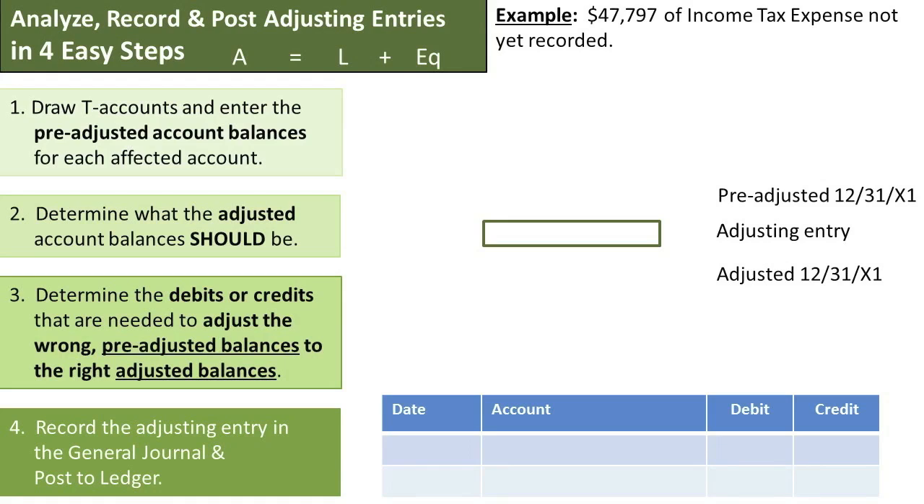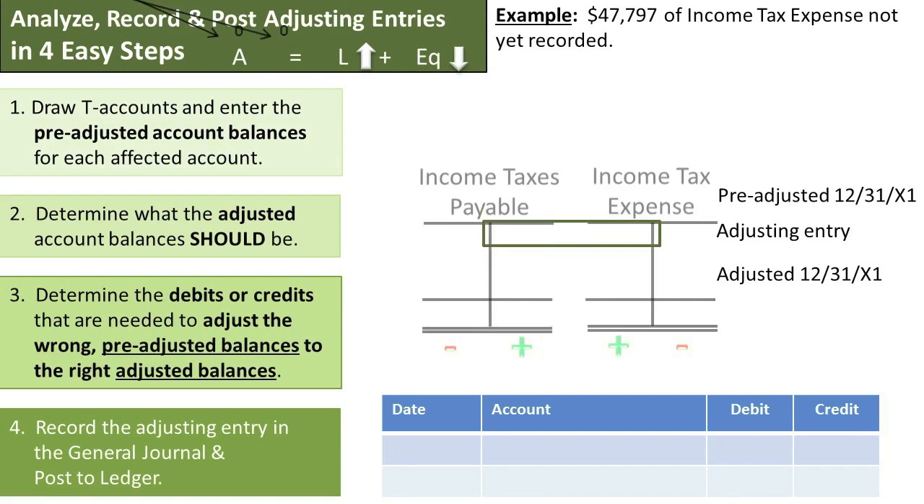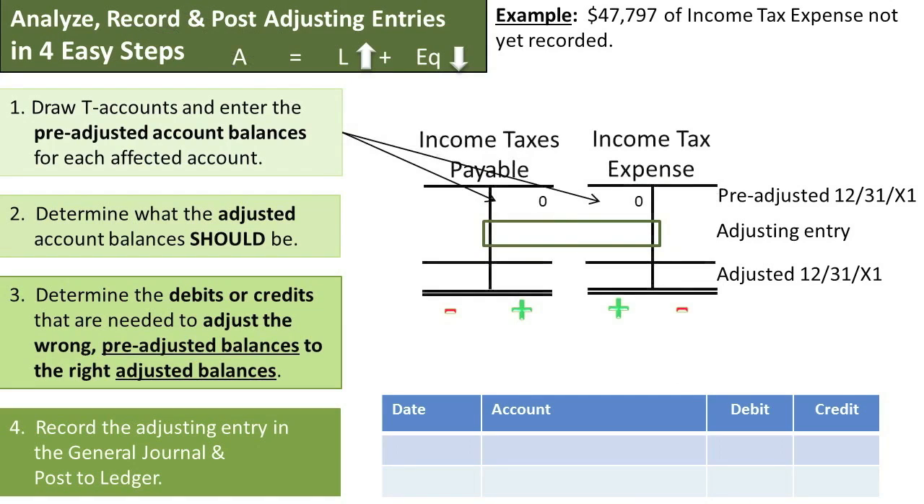The journal entry, therefore, would increase our liabilities as income taxes payable, and the increased expense would reduce our owner's equity. The accounts involved are income taxes payable and income tax expense, which open with zero balances. But the adjusted trial balance should show income tax expense debit of $47,797. And since we haven't paid yet, income taxes payable should show $47,797 as a credit.